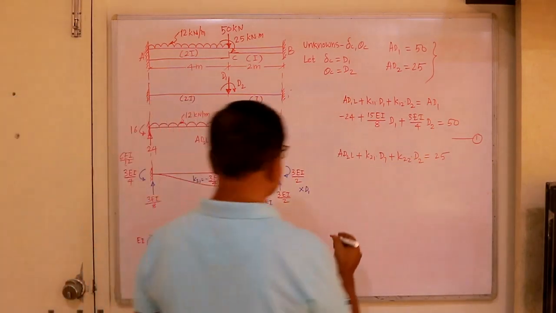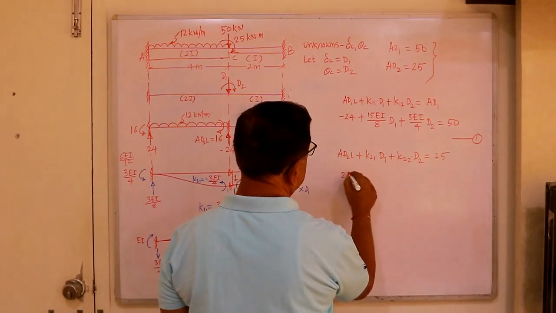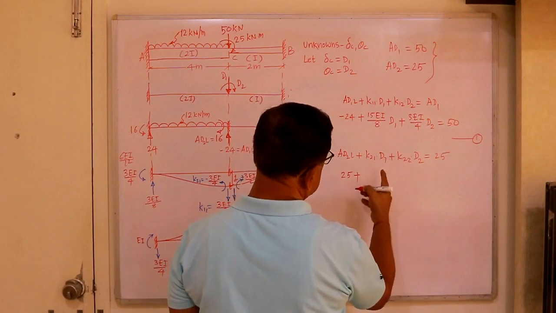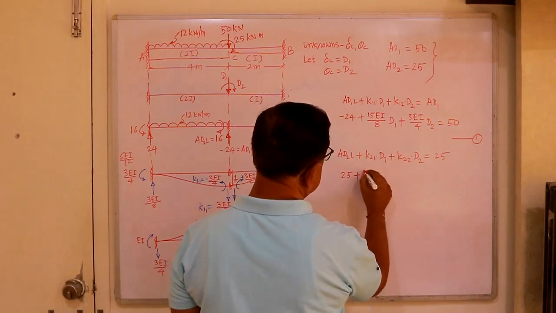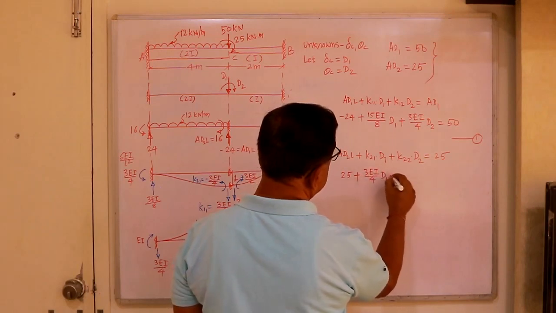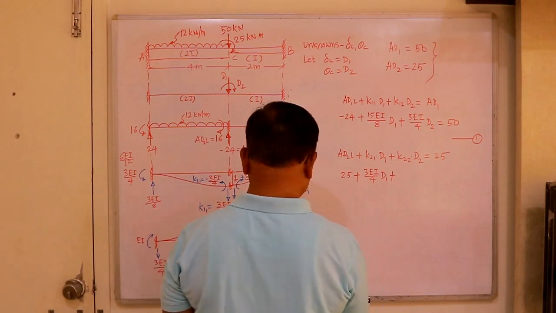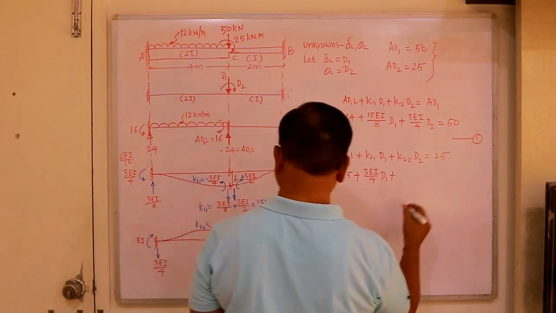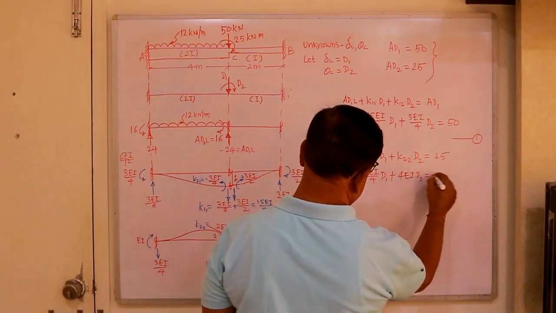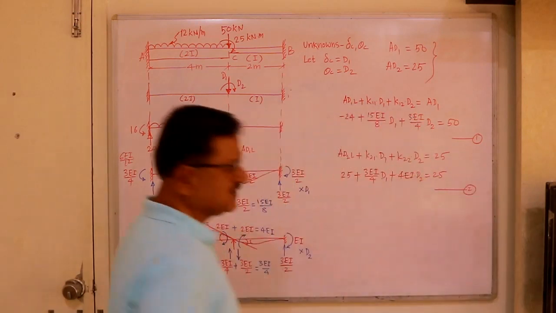So this is equal to, A D2L is 25, plus K21 is 3EI by 4 D1 plus K22 is 4EI D2 equal to 25. So simplify this and obtain the second equation.